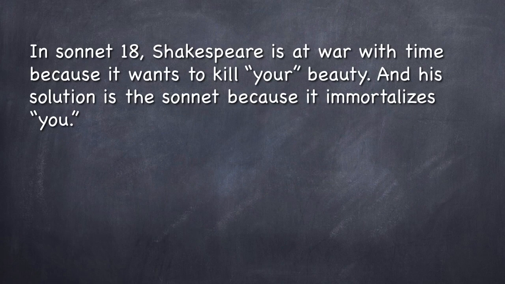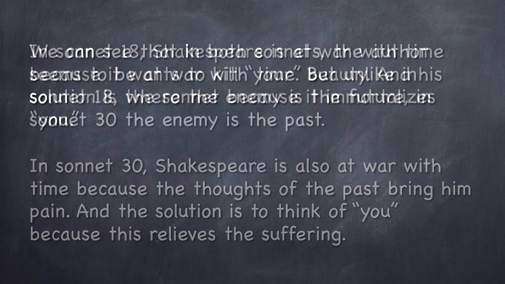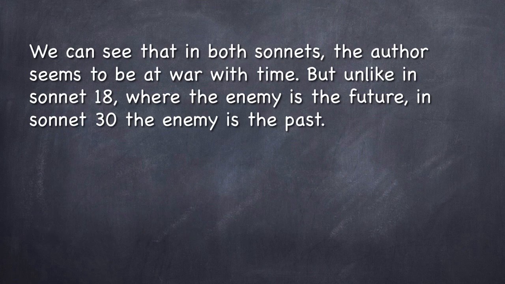Now, in Sonnet 18, Shakespeare is at war with time because it wants to kill your beauty. It wants to kill the beauty of the subject of the sonnet. And his solution is the sonnet because it immortalizes you. Now, in Sonnet 30, Shakespeare is also at war with time because the thoughts of the past bring him pain. And the solution is to think of you because this relieves the suffering. Okay?